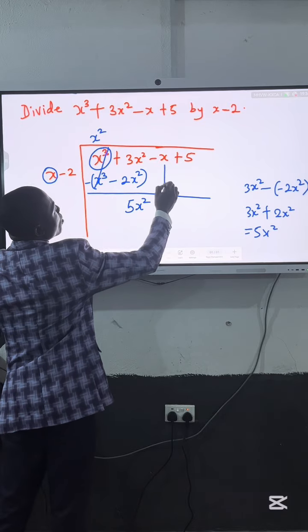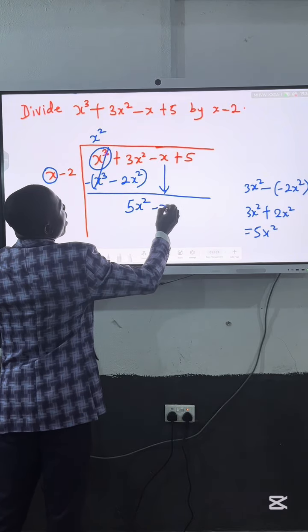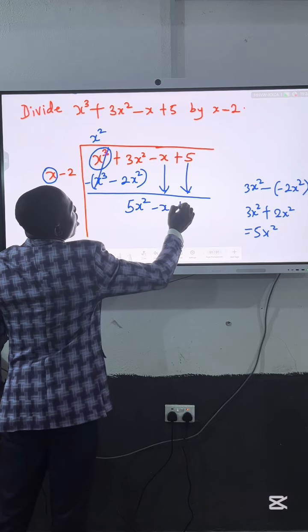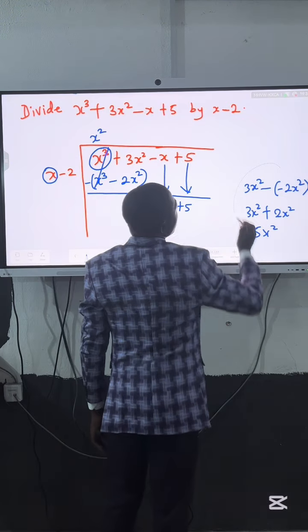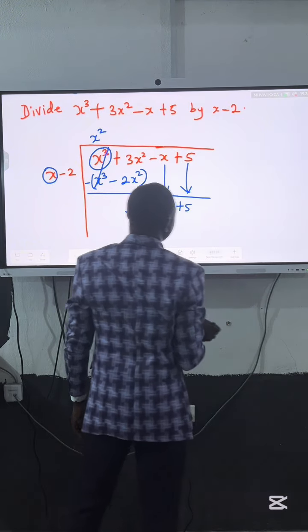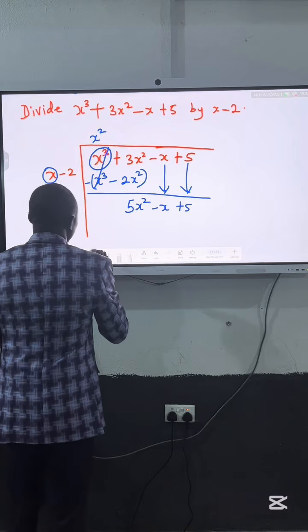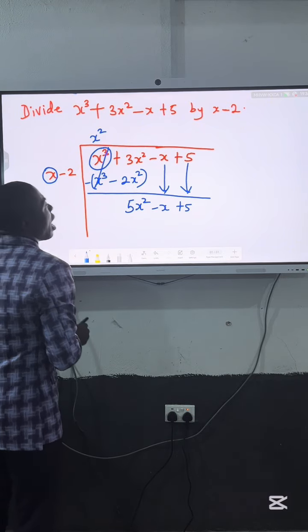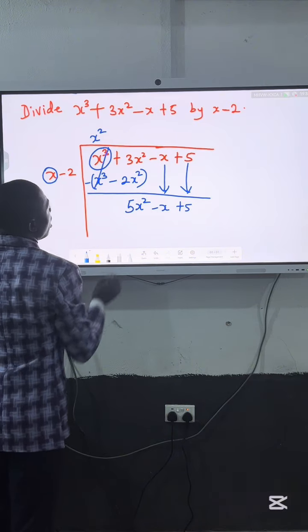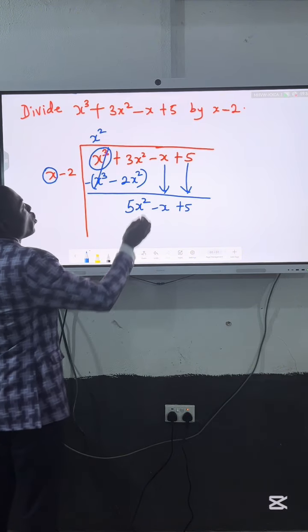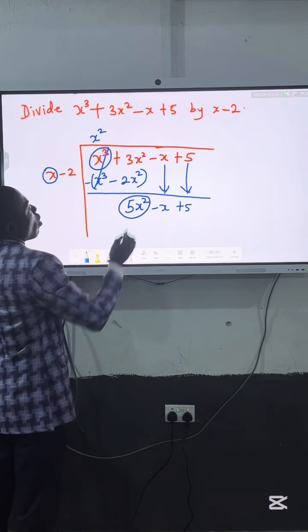Now, there's nothing to subtract here. Bring down your minus x. Bring down your plus 5. Now, next step, what are you meant to do? Identify the term that contains the highest power and continue with your division. This is the place that contains the highest power now.